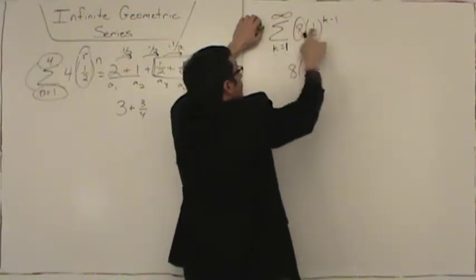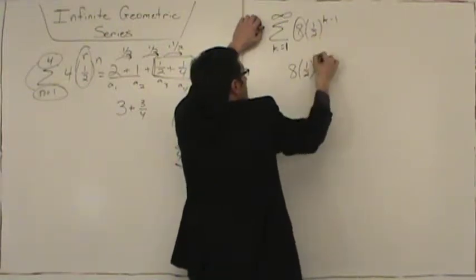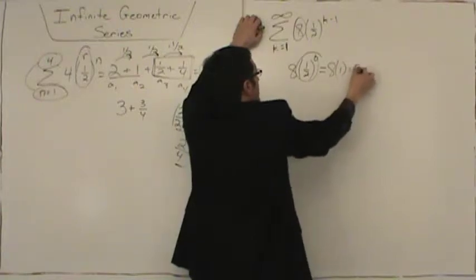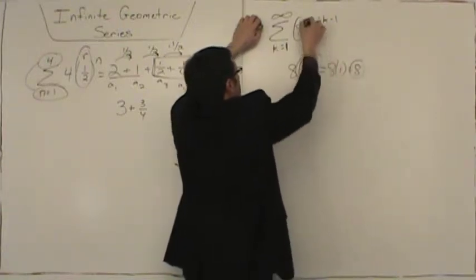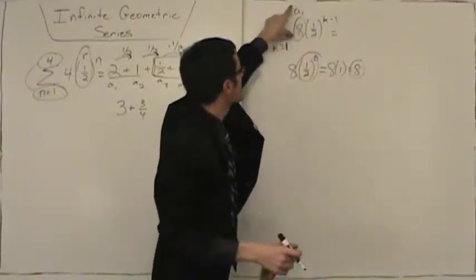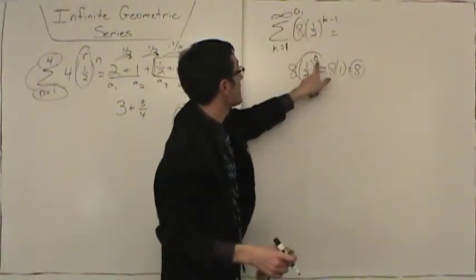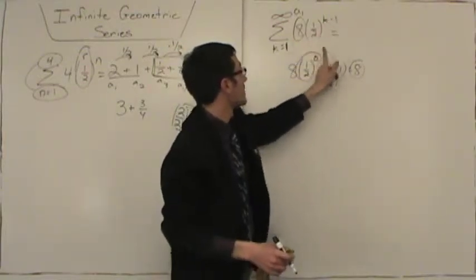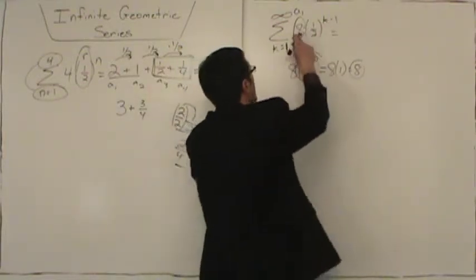8 times 1/2, 1's going in for k. 1 minus 1 is 0. 1/2 to the 0 is 1. We get 8 times 1, which is 8. Yes, the front number matches. Why does the front number match? Call this a sub 1. Because the first exponent is 0 if we put in the k value. Put in 1. 1 minus 1 is the first exponent of 0. Front number matches.